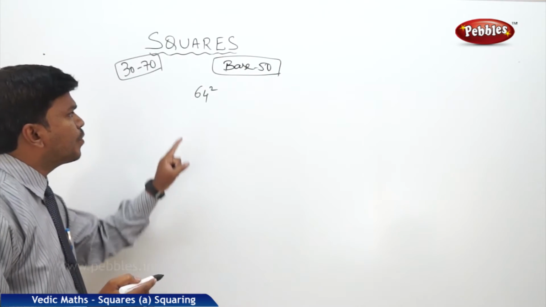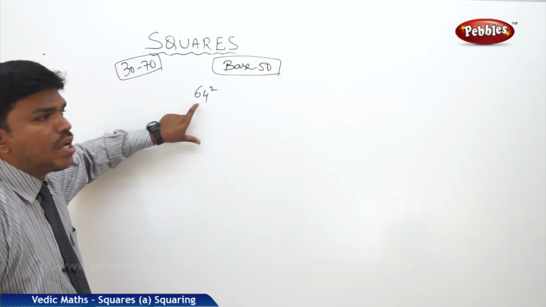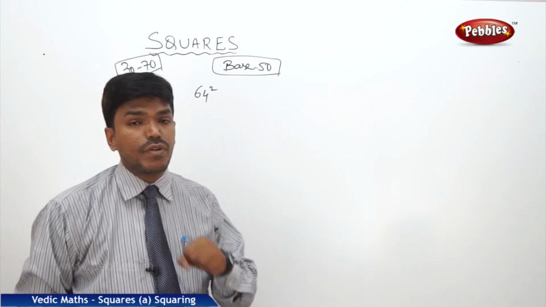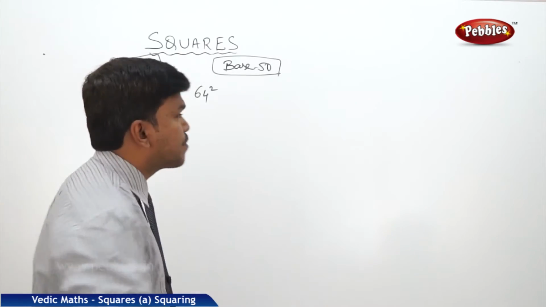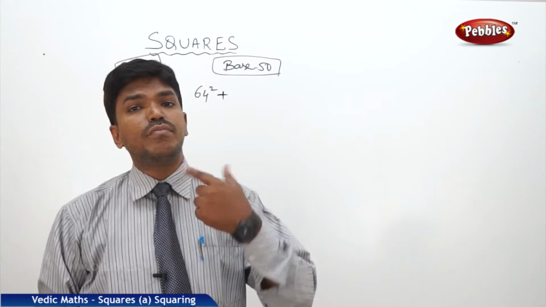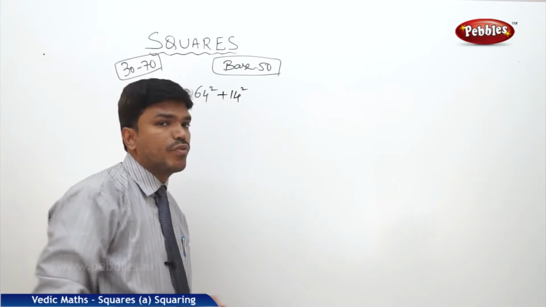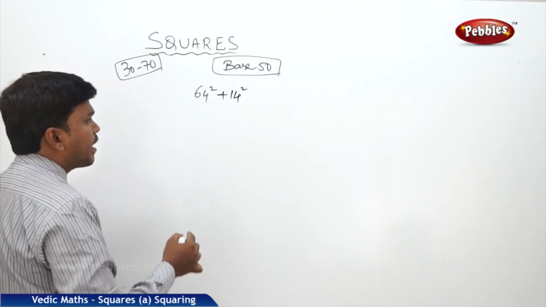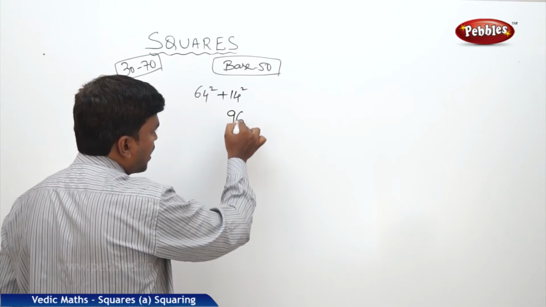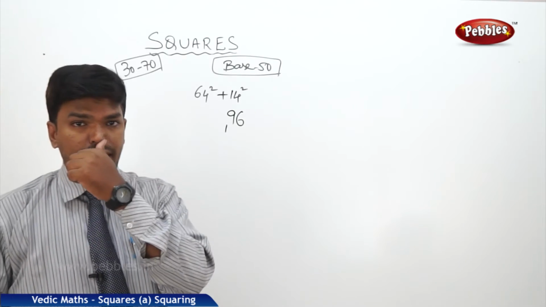Now whatever number you want to find the square of, here we wrote 64. Compare 64 with 50. Is it more or less? It is more, that's why I'm putting a plus symbol. And how much more? 14. So what is 14 square? 196. But I am writing 96 and 1 will be the carry.